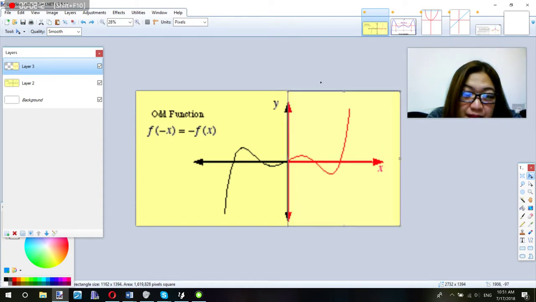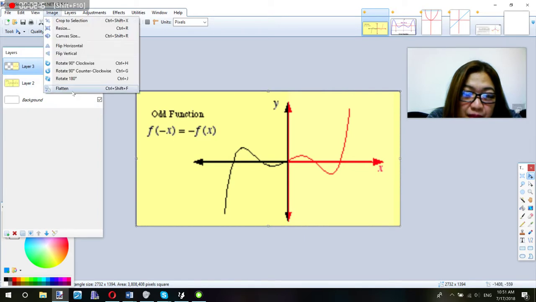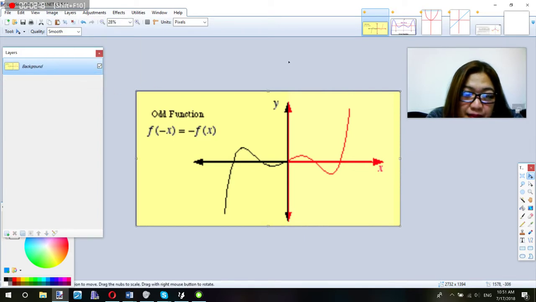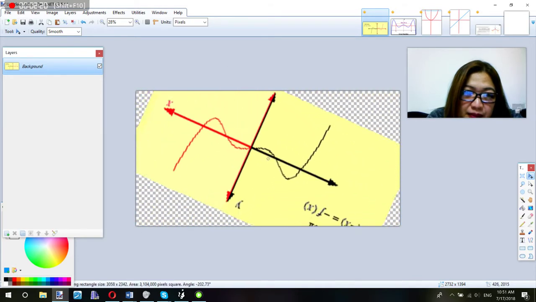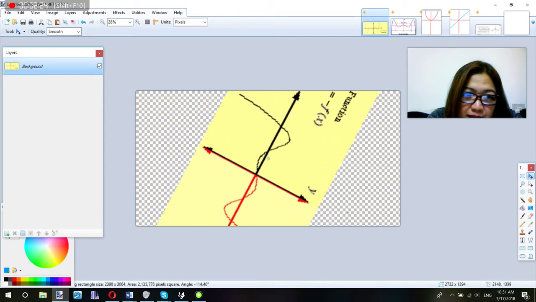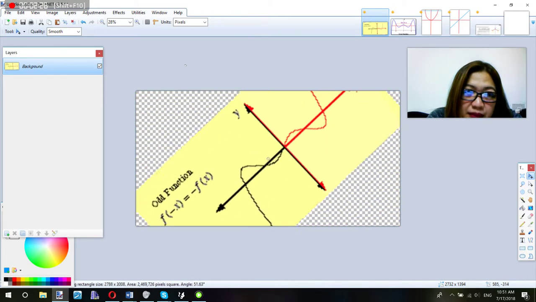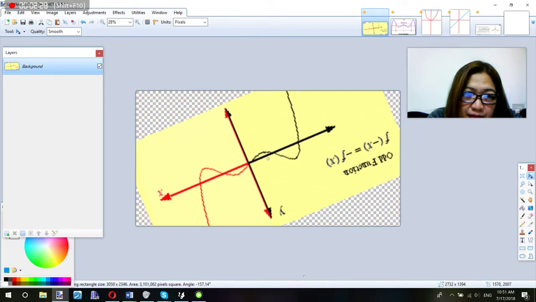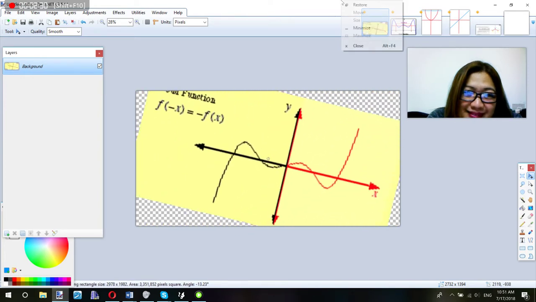You could also think of it as if we were both sitting at the same desk and had this sheet of paper between us, one of us could flip the sheet of paper 180 degrees, and the graph that we see would look just like the original. So if we keep flipping this, the graph looks the same. Okay, so that's an odd function.